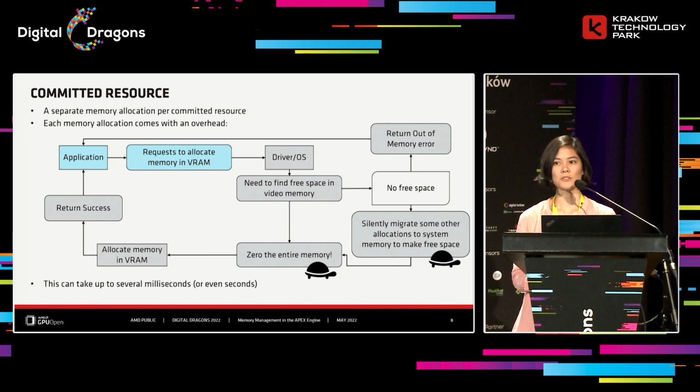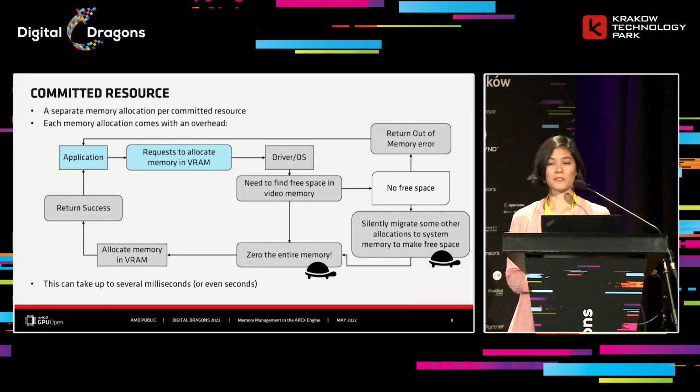This is important for security reasons because there might be old data, for example, sensitive data, passwords from other applications, from other processes that ran in the past or are running in parallel. And your application should not see that. So that's why the memory has to be zeroed. And this actually takes quite some time. And then the memory gets allocated and the driver returns success to the application.